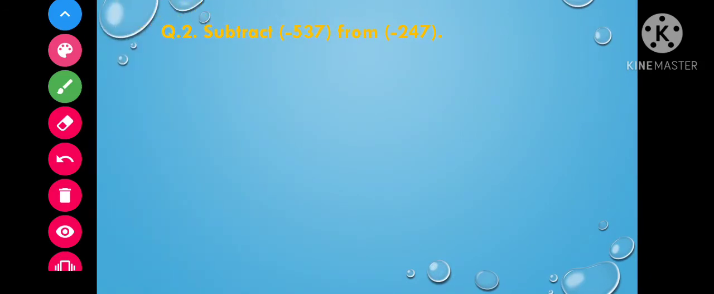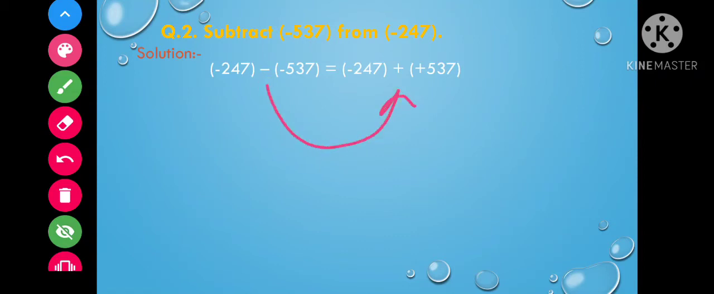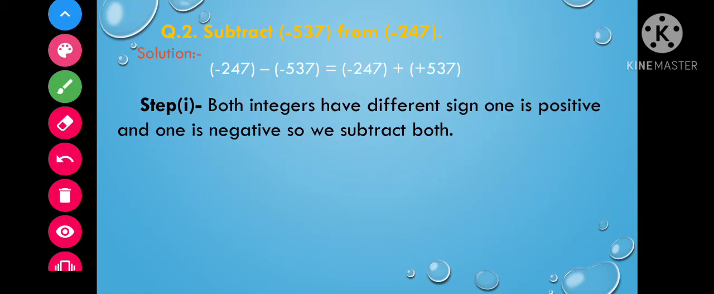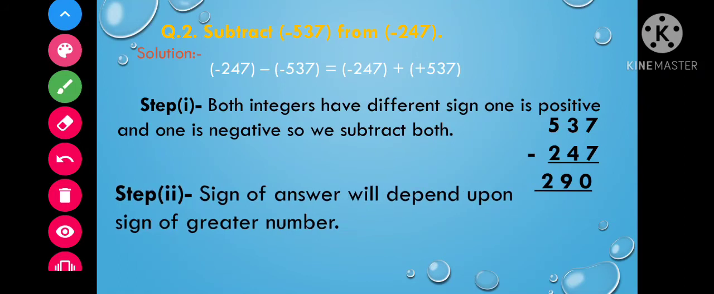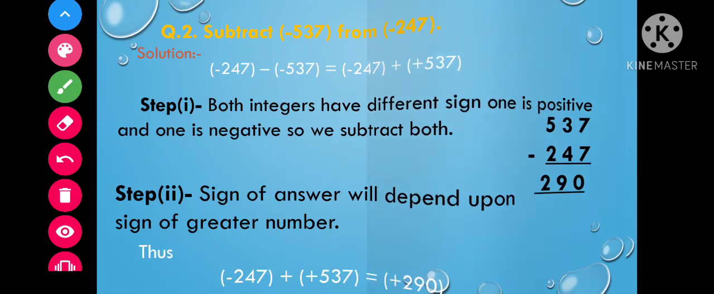Now question number 2. Subtract minus 537 from minus 247. Then we change the subtraction problem into an addition problem and the sign of the subtrahend changes from negative to positive. Then both integers have different signs, one is positive and one is negative. Then we subtract both. 537 minus 247 equals 290. But the sign of the answer will depend upon the greater number. Here 537 is greater than 247 and the sign of 537 is plus, so the answer will be plus.